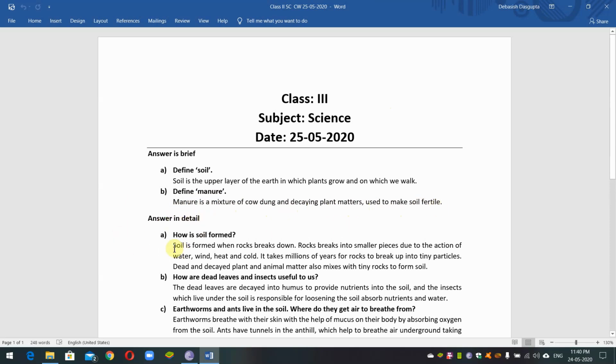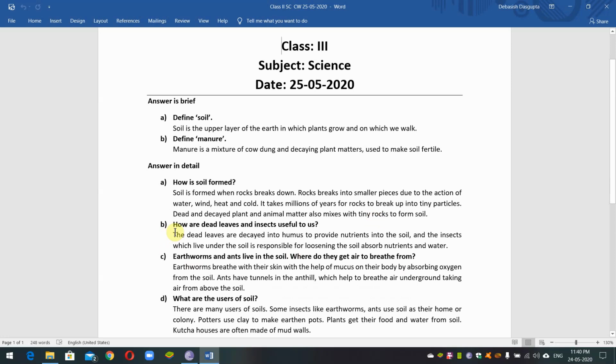Answer in detail. Question number A. How is soil formed? Soil is formed when rocks break down. Rocks break into smaller pieces due to the action of water, wind, heat, and cold. It takes millions of years for rocks to break up into tiny particles. Dead and decayed plant and animal matter also mix with tiny rocks to form soil.